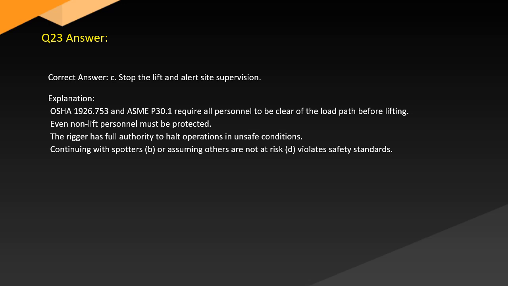Answer. Correct answer. C. Stop the lift and alert site supervision. Explanation. OSHA 1926.753 and SMEP.1 require all personnel to be clear of the load path before lifting. Even non-lift personnel must be protected. The rigger has full authority to halt operations in unsafe conditions. Continuing with spotters B, or assuming others are not at risk D, violates safety standards.